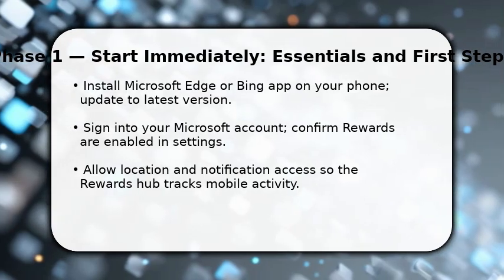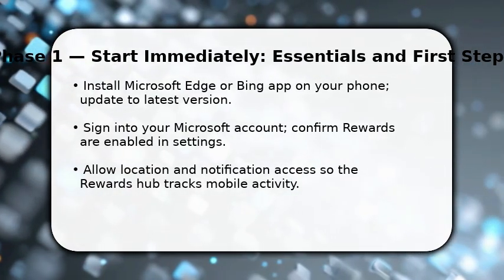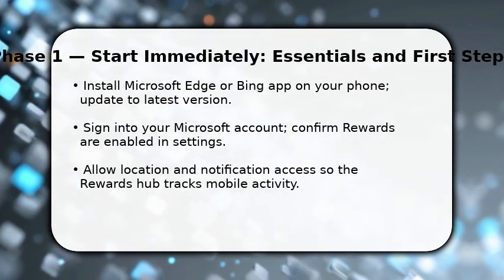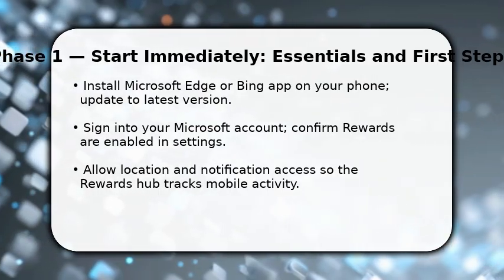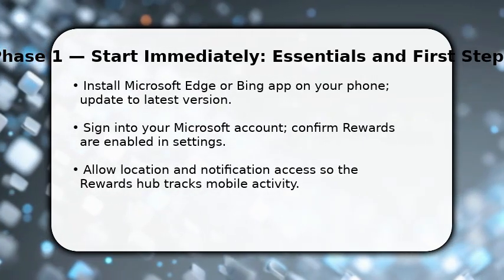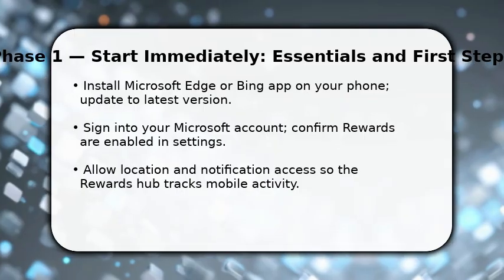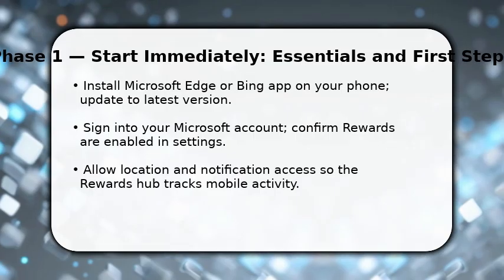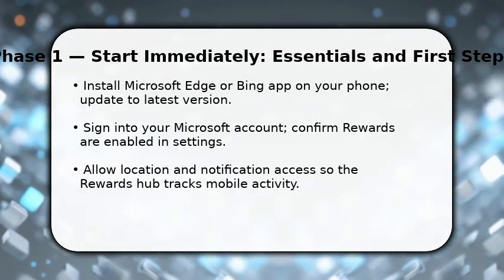Enjoy the video. You start by preparing the app and your account. Open Microsoft Edge or the Bing app and sign in with the Microsoft account you want to earn points on. Once signed in, make sure rewards are enabled in the app settings and that location and notifications are allowed so the hub can register mobile searches. Then go to the browser home screen. This lets your searches be counted properly. After that, tap the search box and proceed to actual searches immediately.